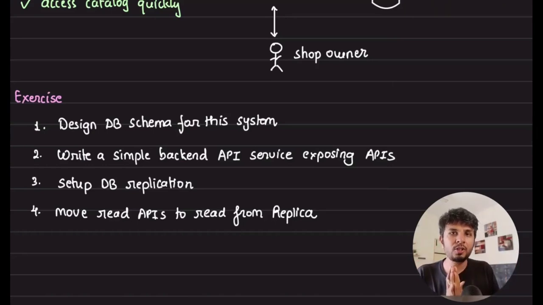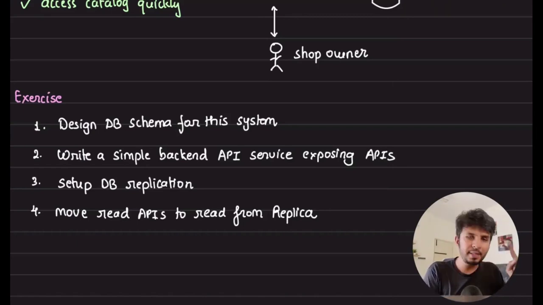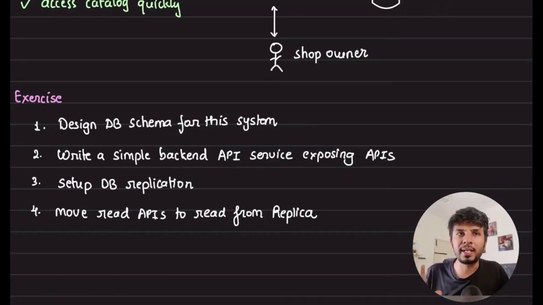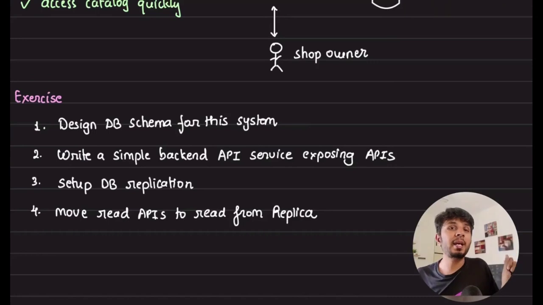Now, what I want you all to do as part of this exercise is build this system. First of all, do a DB design for the system. Just design a simple catalog. Define a proper structure: title, description, color, some information about the catalog. Stuff it with 100 randomly generated data. Write a simple backend API server and expose those APIs. Now, set up DB replication.